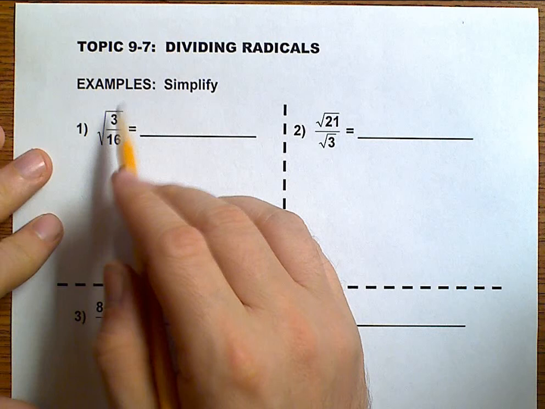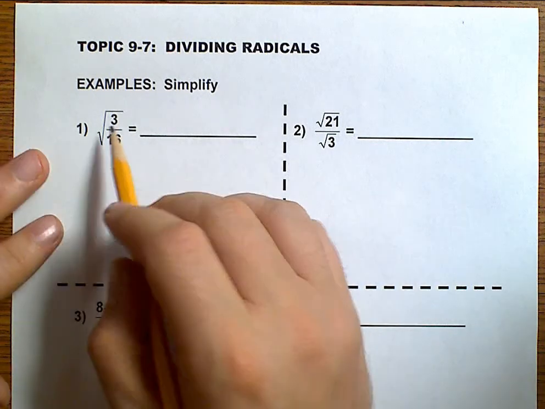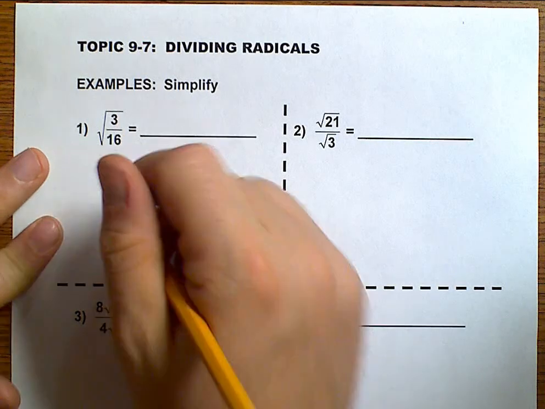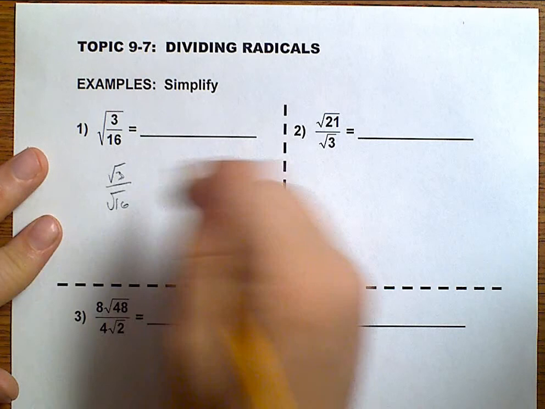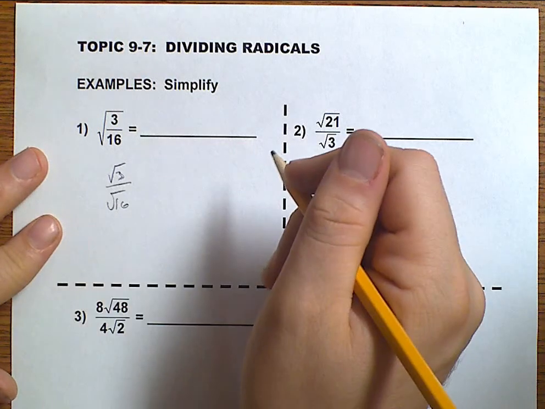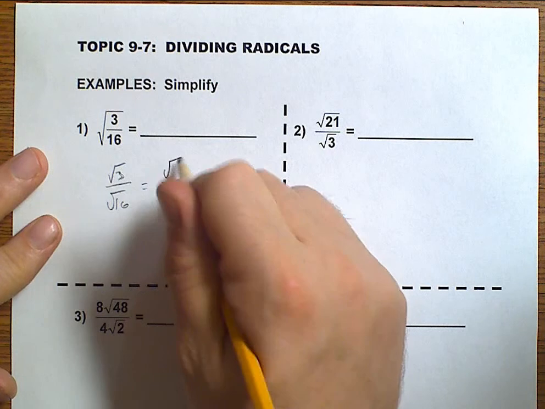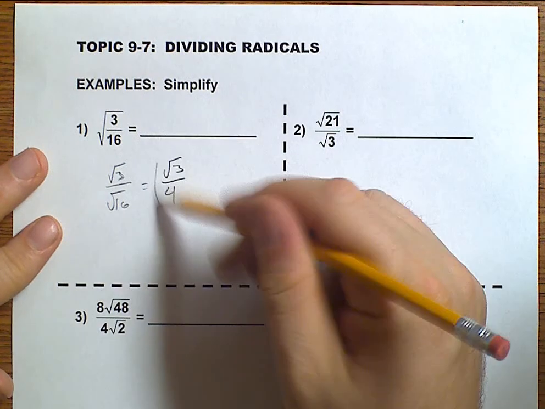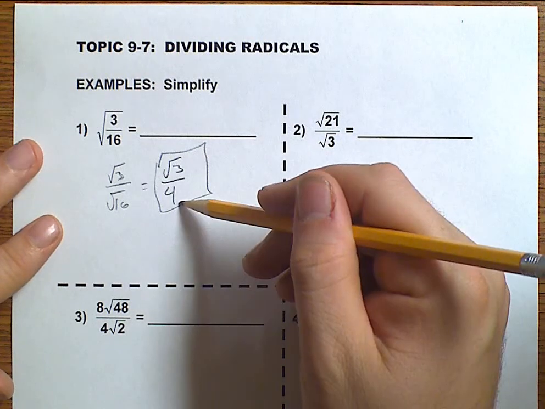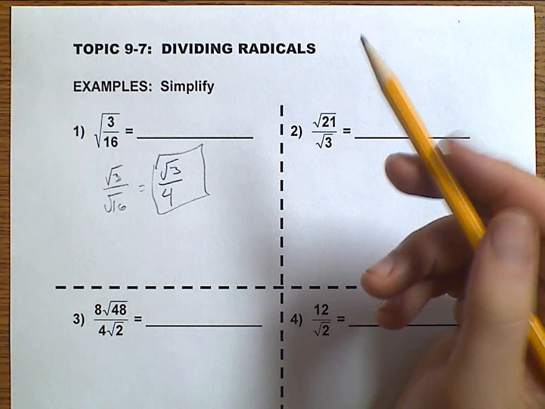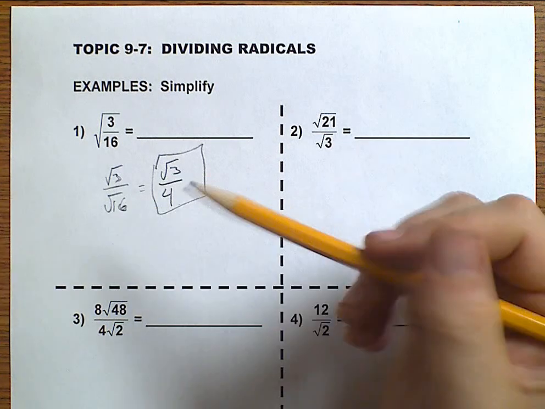Now, some of this I reviewed at the end of the last lesson, but we're going to hit it again. The square root of 3 over 16 is the square root of 3 over the square root of 16. Well, the square root of 16 happens to be 4. So our answer is just the square root of 3 over 4. This was really nice because the 16 was a perfect square. It saved us some hassle, which you will see in problem number 2.